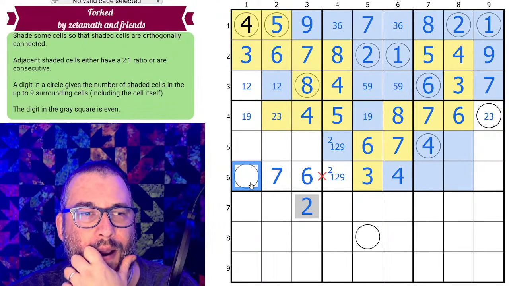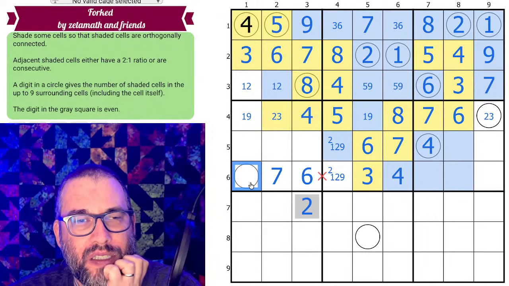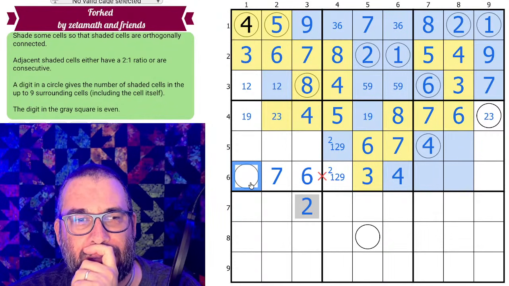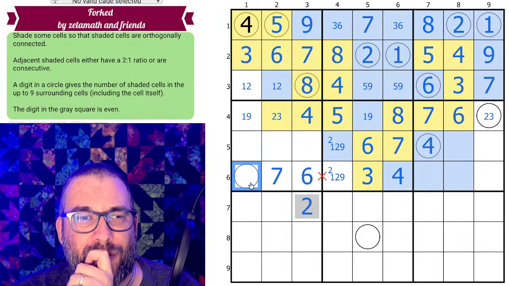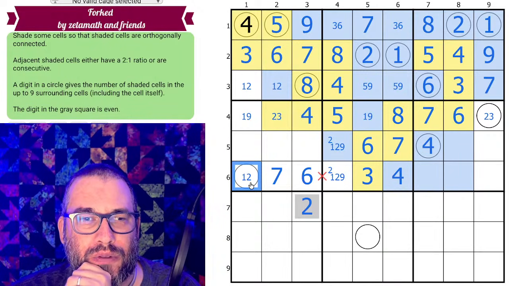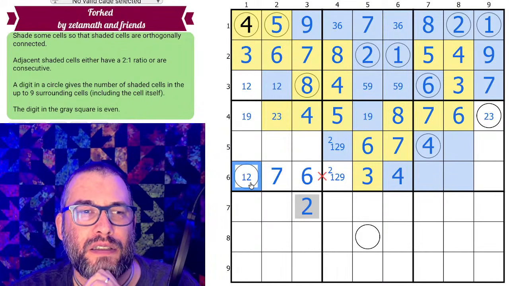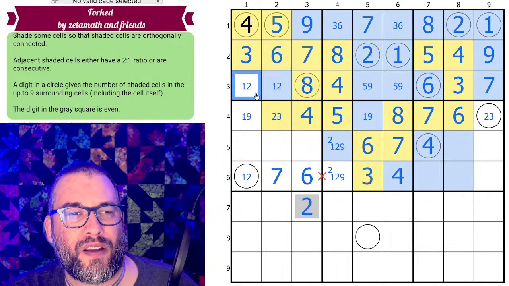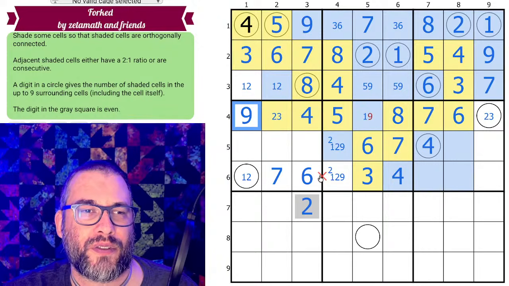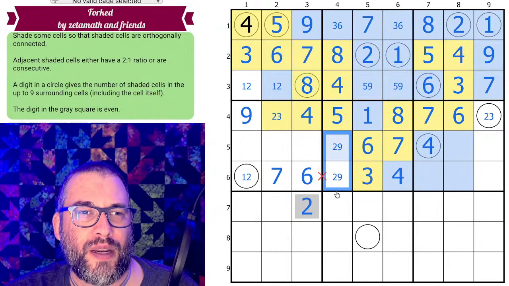This can't be a 5. There's no way that works. It's not 4 or 3. So it's only 1 or 2. Giving us a 1-2 pair in the column. So that's a 9. That's a 1. That's a 2-9 pair.